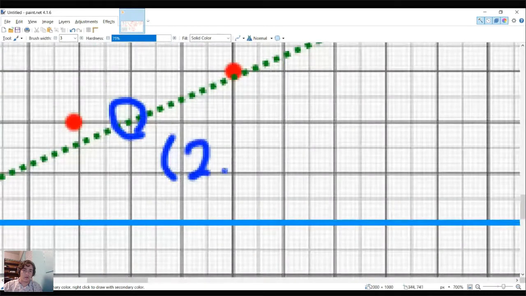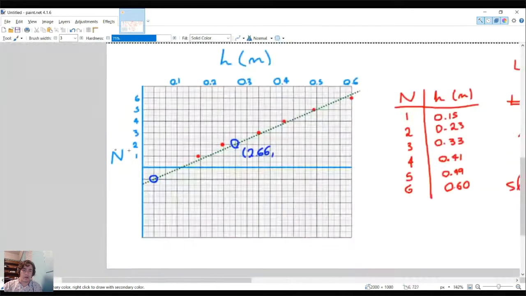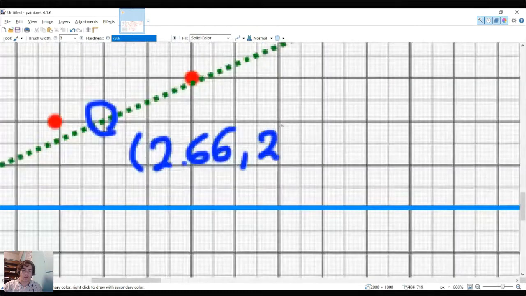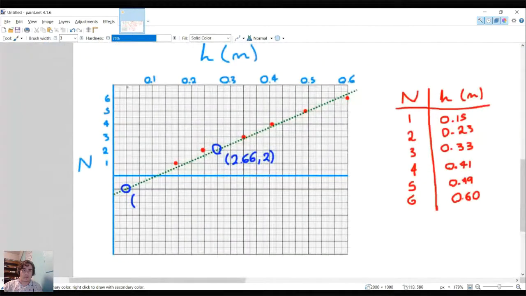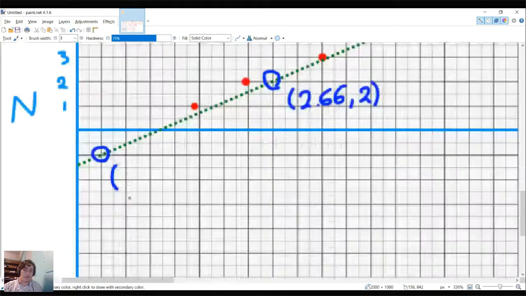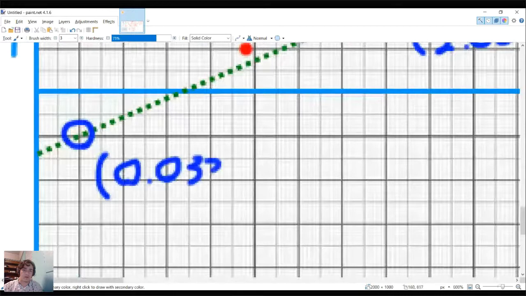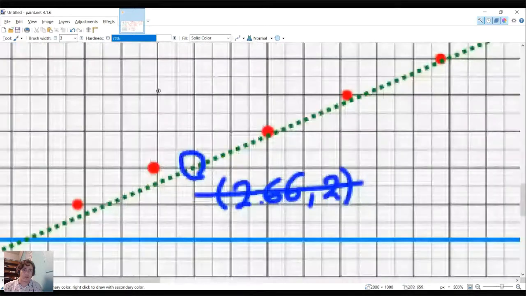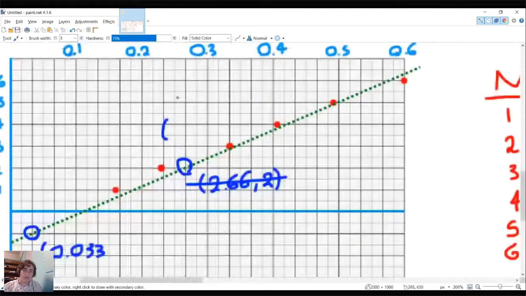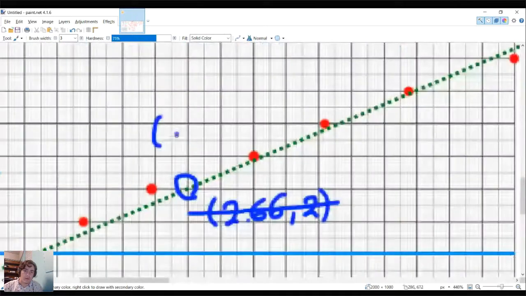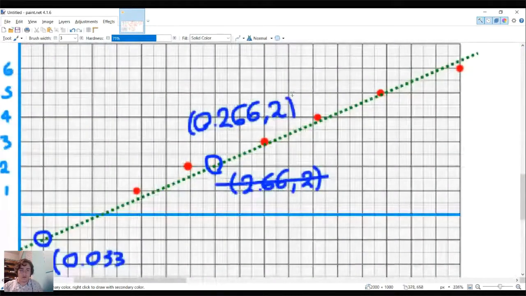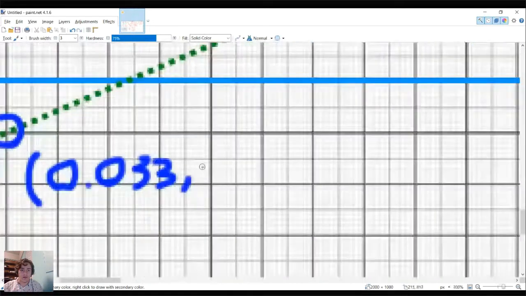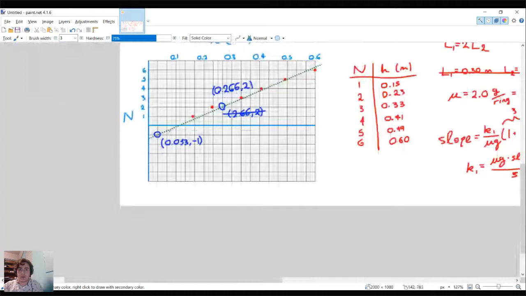2.66, and at n equals 2. And at this point, we have 0.33, 0.66, or 0.033, 0.066, 0.1. So this is 0.033. This point isn't right. This is, let's see, 0.266, comma 2. And then we also have 0.033, comma -1.